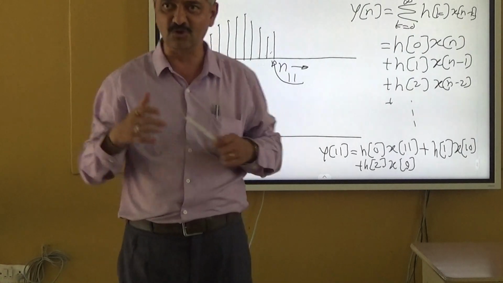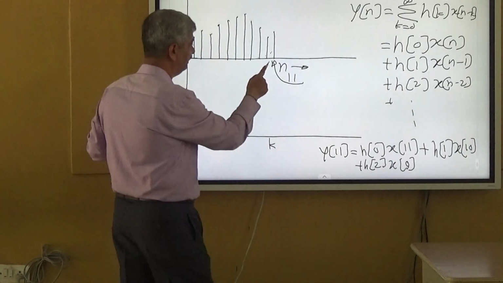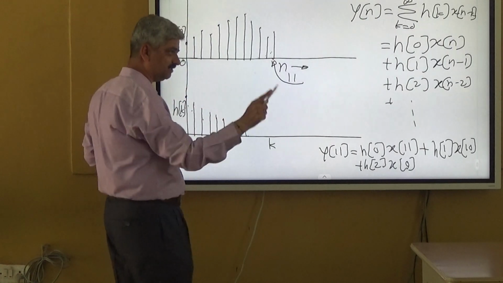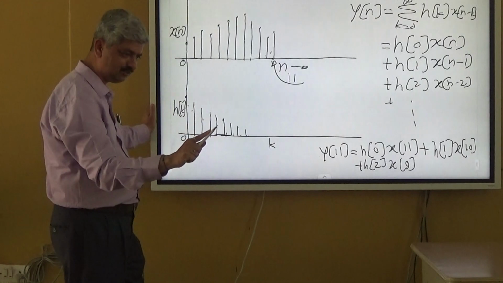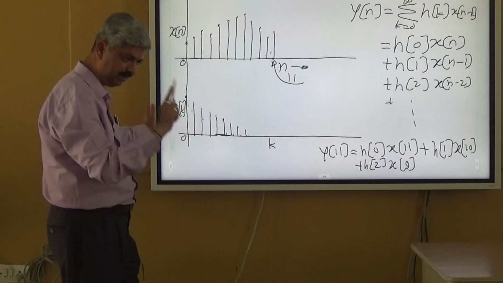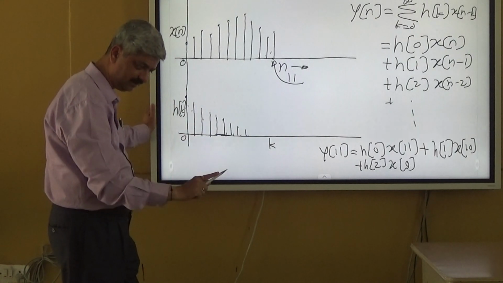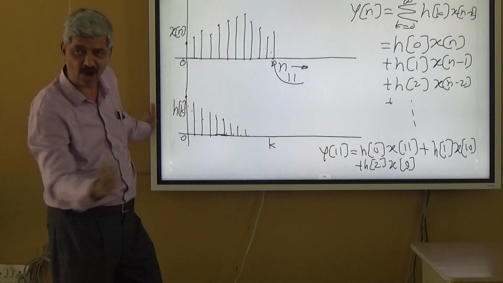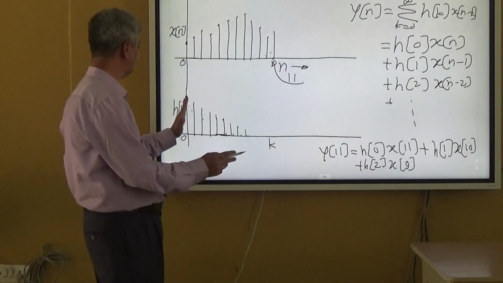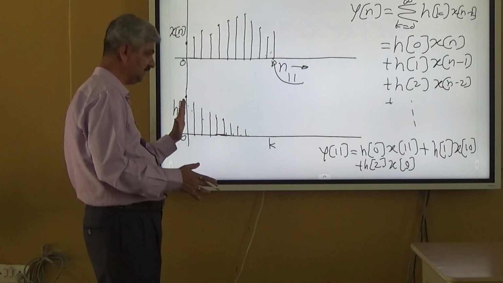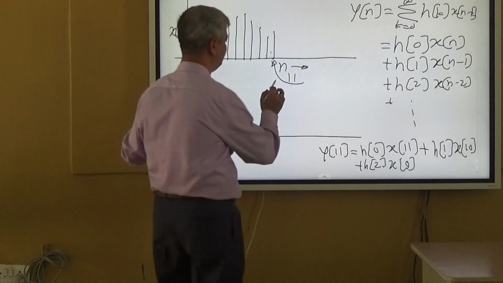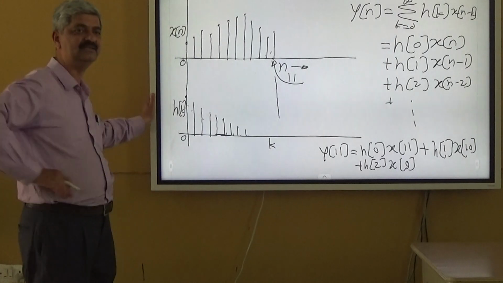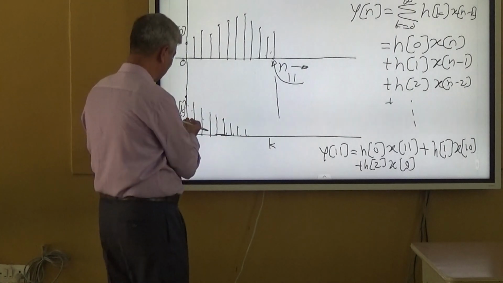Is it clear? So when you are here, this current input sample is to be multiplied by h0. Previous input sample is to be multiplied by h1. Previous to previous by h2. Previous to previous by h3. And all are supposed to add. So you will take its mirror image and bring this mirror image here.